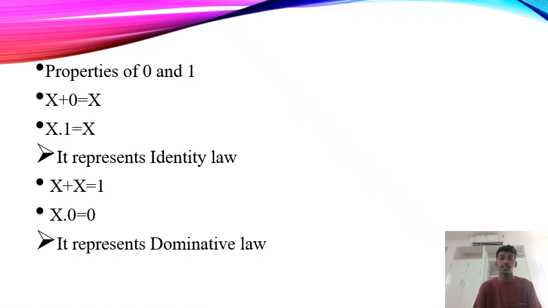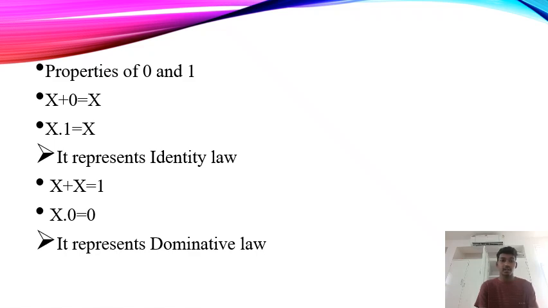And we have some properties. Properties means x plus 0 is equal to x, and x into 1 is equal to x. Let us assume x is equal to 1. 1 plus 0 is equal to 1. Here we take the input as x and get the output as x. x into 1 is equal to x, so 1 into 1 is equal to 1. It represents the identity law.